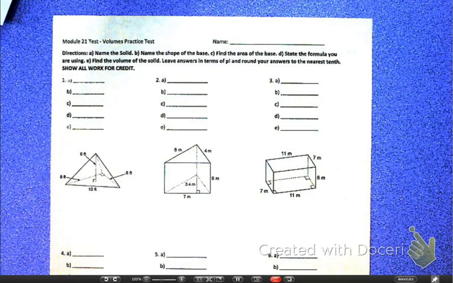As always, your practice test will look just like your test. So if you did well on the practice test, you should do just fine on tomorrow's test. Part A, for each of them, asked you to name the solid.